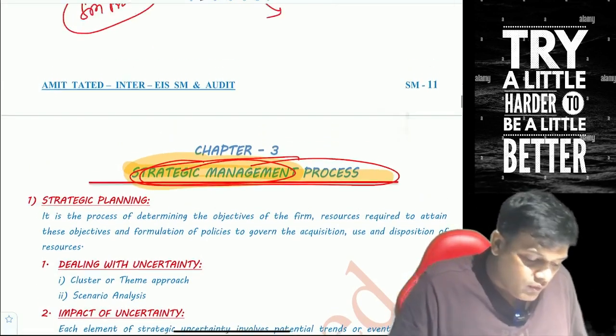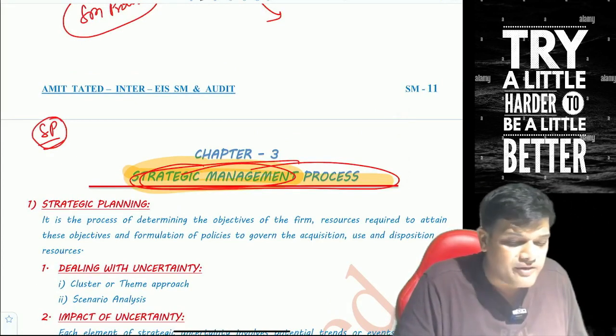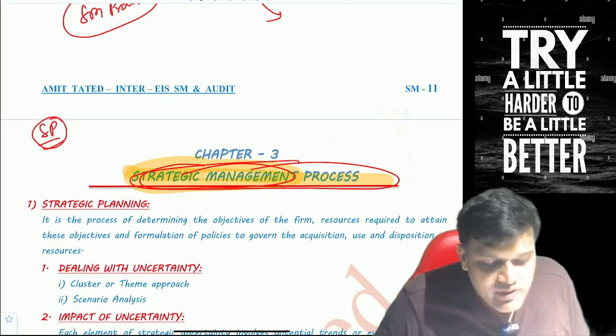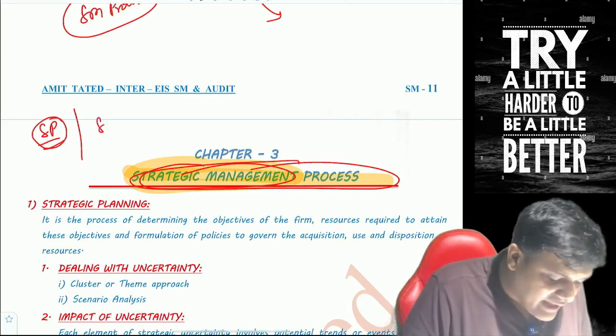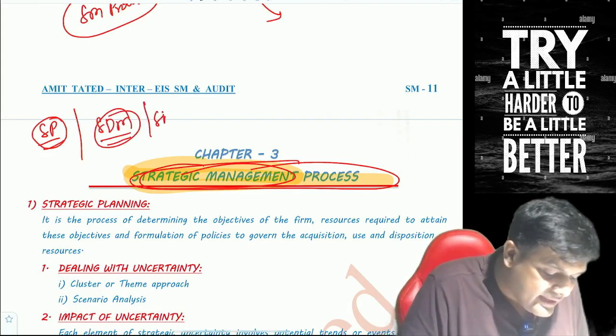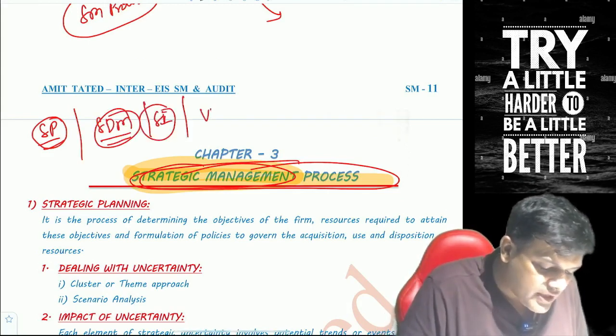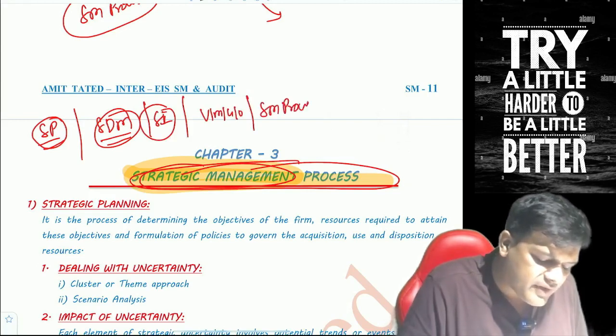First of all, we'll discuss strategic planning. Everybody with me? Second, we'll discuss the most important element, that is called strategic decision making. Third, we'll discuss strategic intent. Fourth, we'll discuss vision, mission, goals, and objectives. And last is the strategic management process, which we have already discussed and completed.